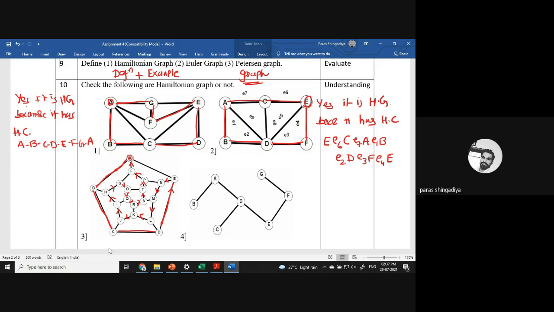Is it clear? That will be your route in this graph. Okay, so write the conclusion. Yes, it is a Hamiltonian graph, because it has a Hamiltonian circuit. Mention this circuit: A to B, B to C, C to D, and then the remaining work. Is it clear? Is there any confusion to anyone?